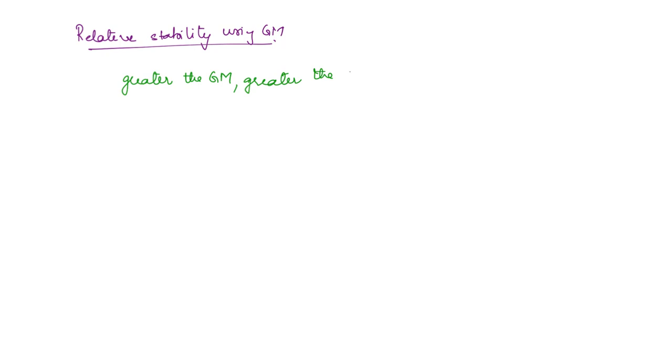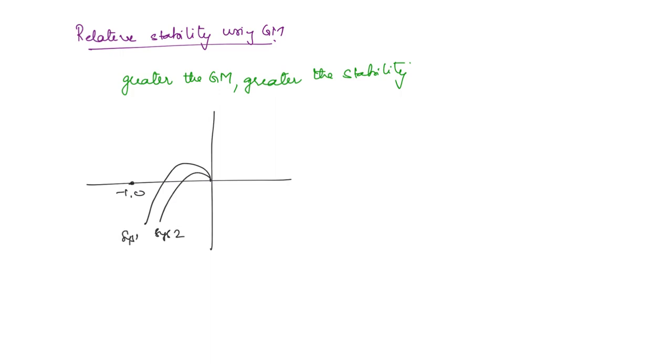Now how do you decide the relative stability using the gain margin? Greater the gain margin, greater is the stability, because greater gain margin means that it is much farther away from the critical point. For example, you can take a couple of systems. Let us say this is (-1, 0). Let us take this to be system 1 and this to be system 2. Then which one is more stable? System 2 will be more stable because it is further away from (-1, 0) as compared to system 1. Both are stable, so we are talking about the relative stability here.